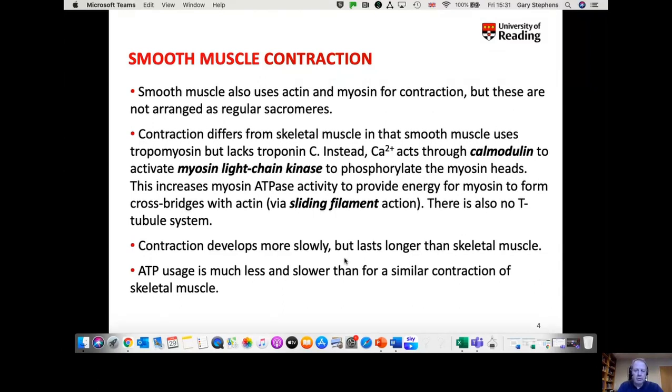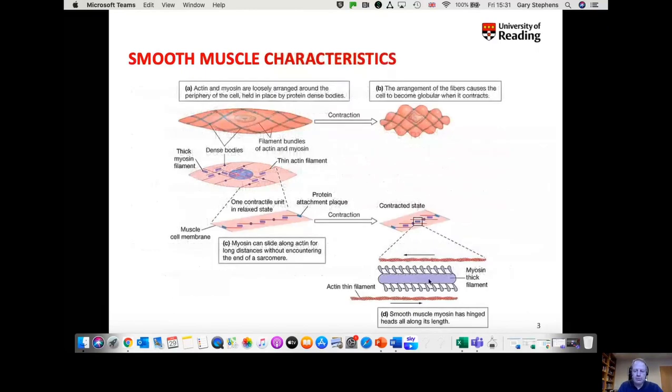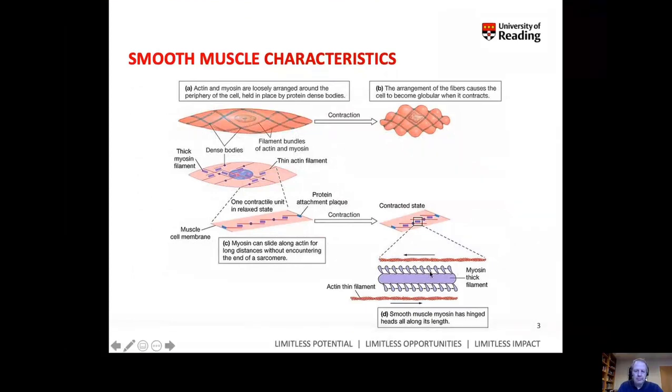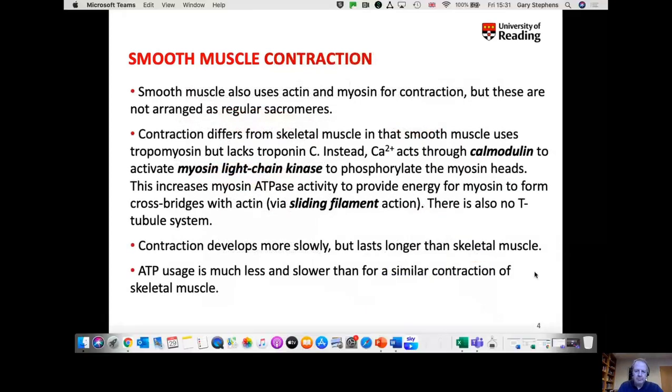Contraction develops more slowly but tends to last longer than in skeletal muscle. ATP usage is much less, and slower than we see in skeletal muscle. Again, hopefully this becomes clear over the next few slides.